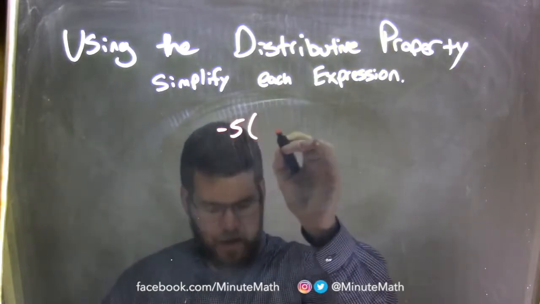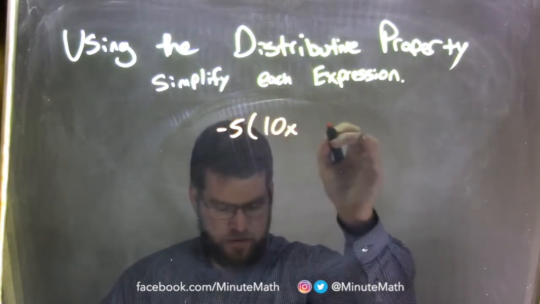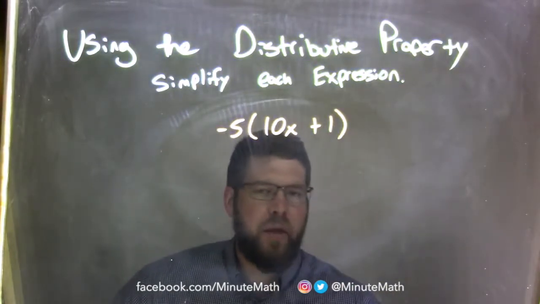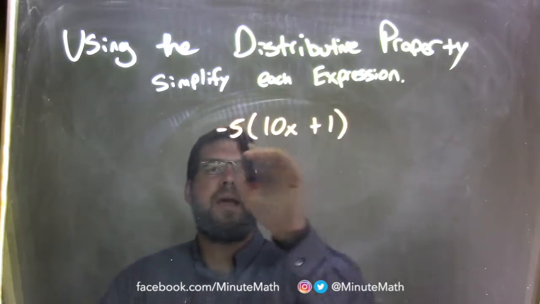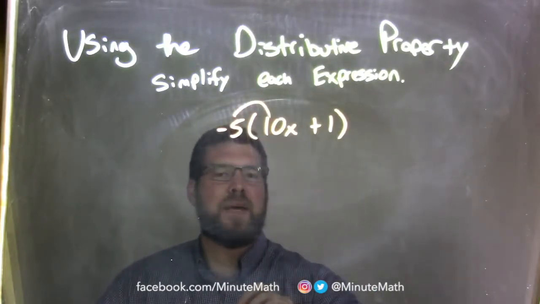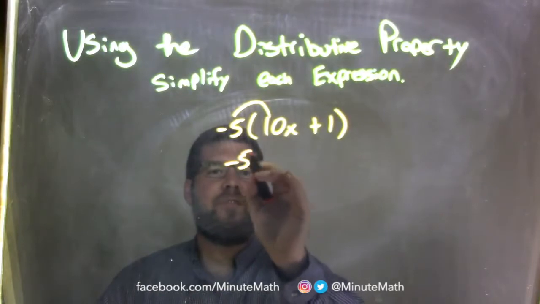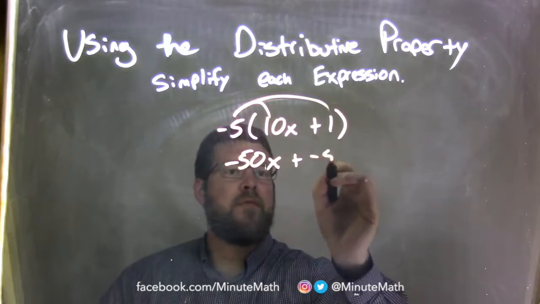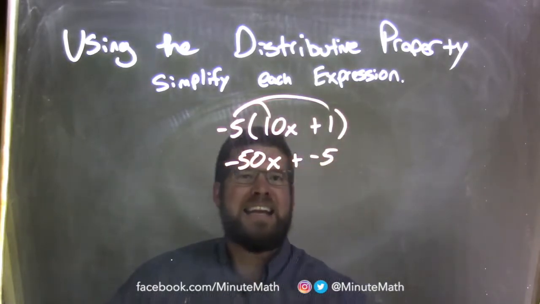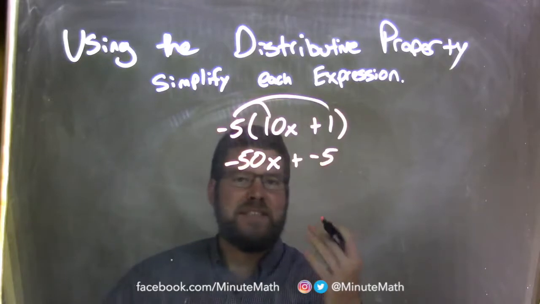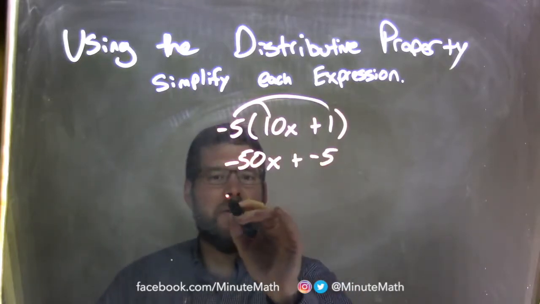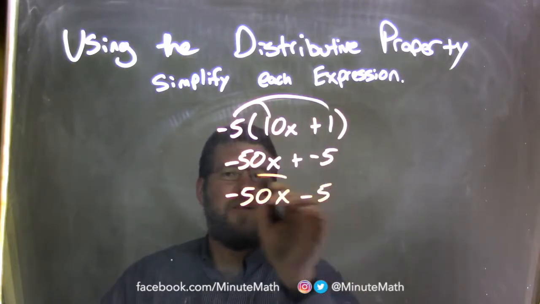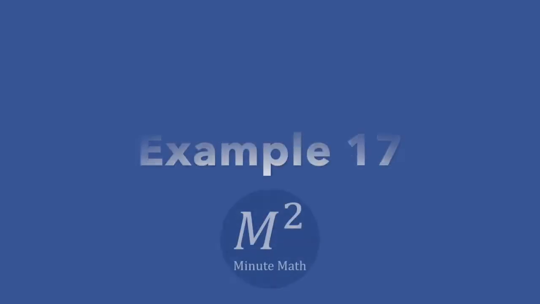Negative 5 times 10x plus 1. Well, the 10x plus 1, they're in the parentheses, but they're not like terms, cannot combine them. Negative 5 times 10x is distribute, that's multiplication. Negative 5 times 10x is negative 50x. Bring down the plus sign. Negative 5 times 1 is a negative 5. Well, now we have adding a negative, right? Adding a negative is the same thing as subtraction. So I'm going to rewrite this to look more cleanly as negative 50x minus 5, and that is our final answer.